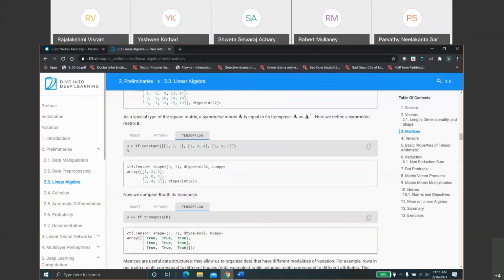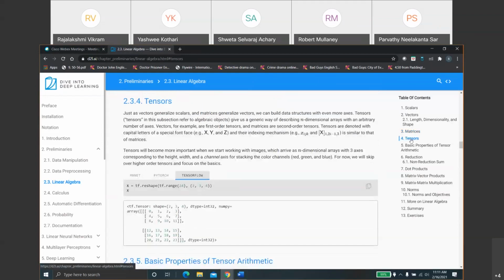Every value will be returned true. And the data type will be Boolean. I'm sure you guys know Boolean means true or false. It takes two values. So if the matrix were not symmetric, then at least one of these values would have been false. Now, since all are true, it means that the matrix is symmetric.